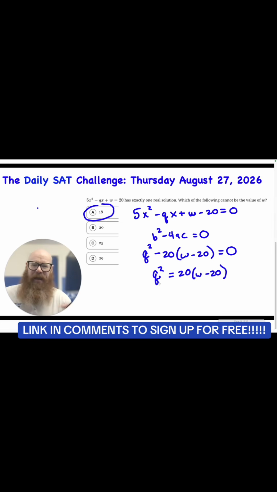So when they say what cannot be the value, we've got to have something that we can analyze. I'm not saying you can't use Desmos and play around with it, but this to me is a more direct way and a reason to know the discriminant. All right? Hope that helped.